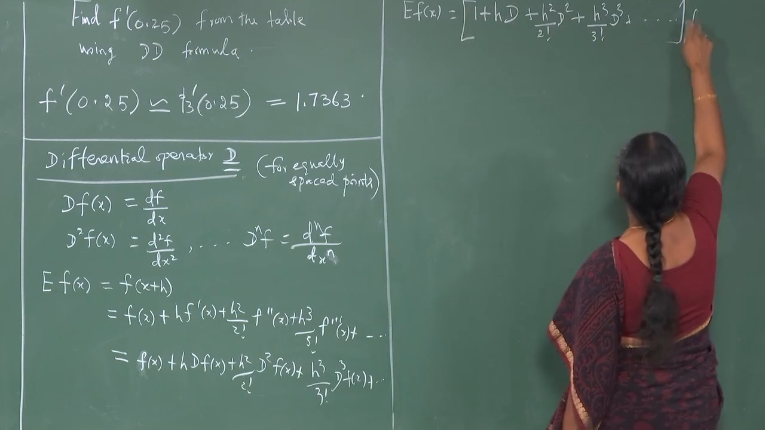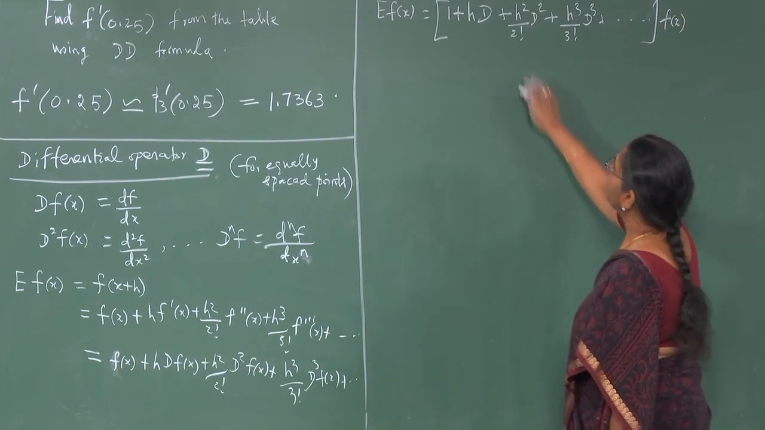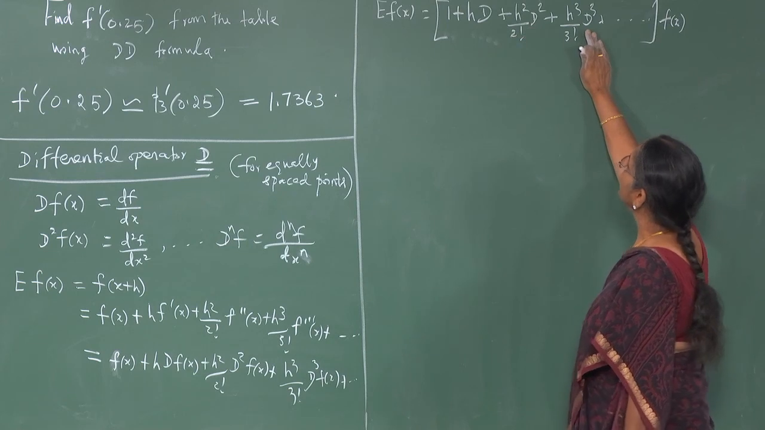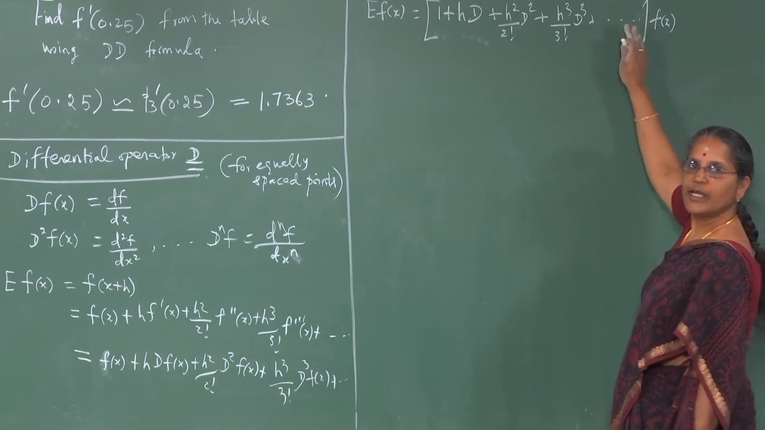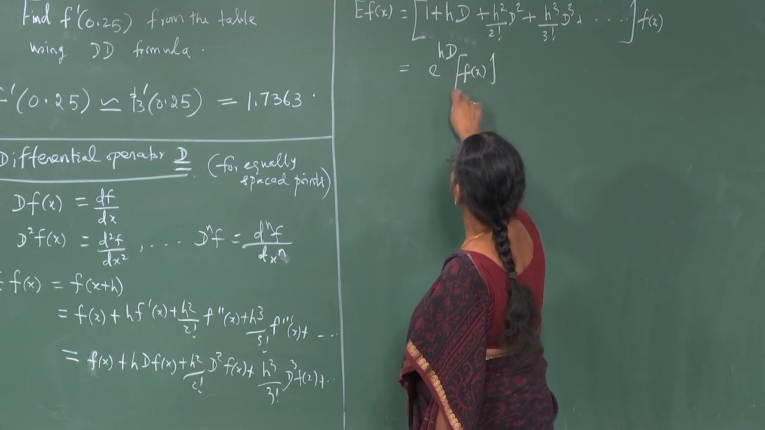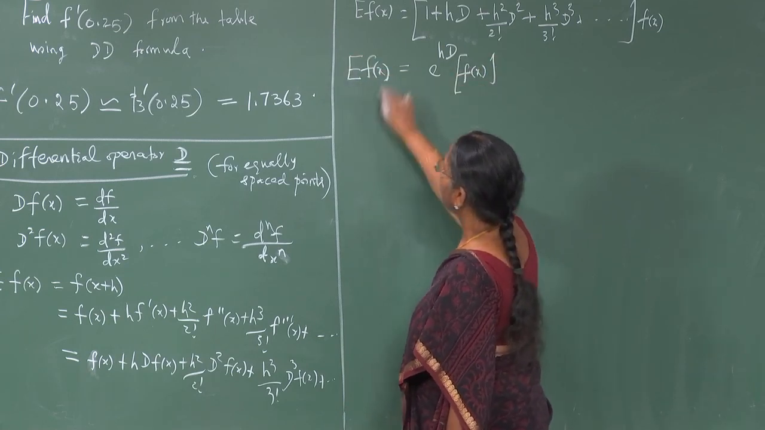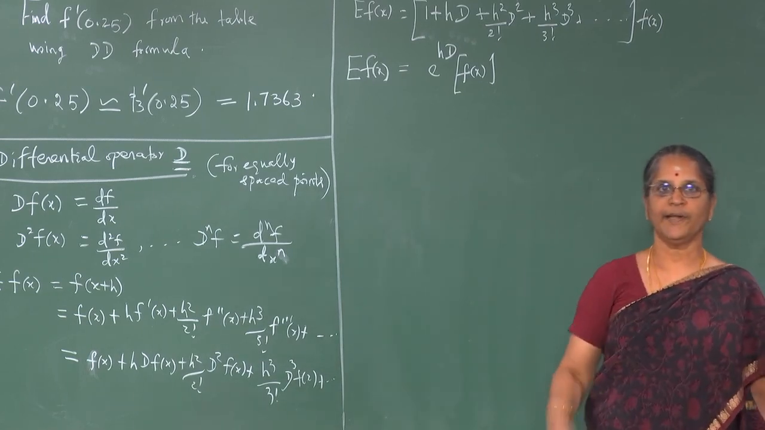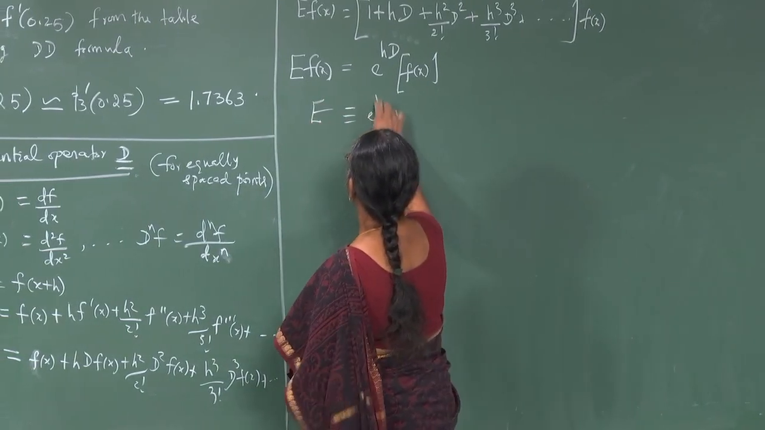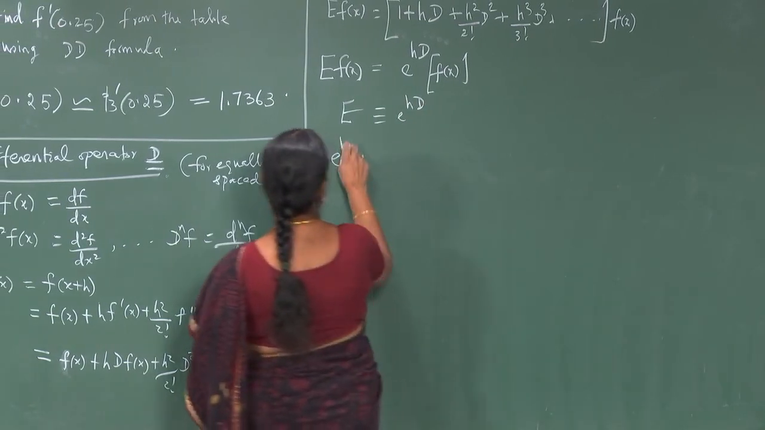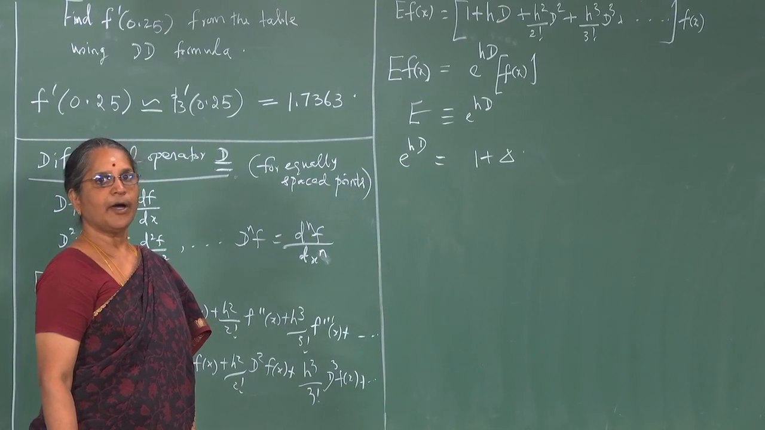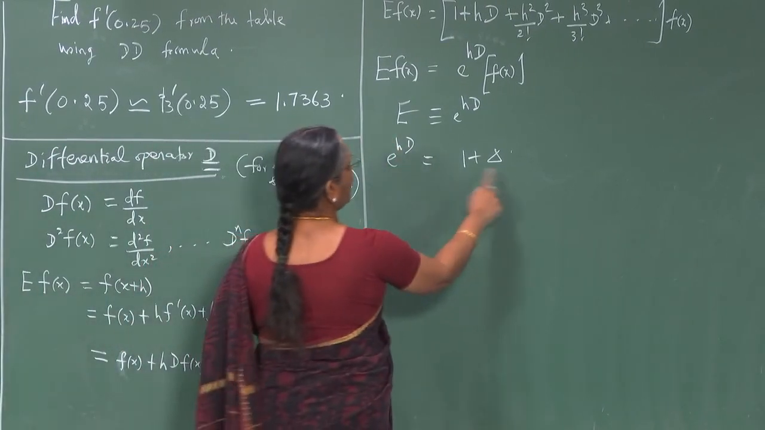This operator is operating on f of x. But we see that it is of the form 1 plus hd plus hd the whole square by factorial 2 plus hd the whole cube by factorial 3 and so on, operating on f of x. So, it is e to the power of hd on f of x. So, E when it operates on f of x plays the same role as the operator e power hd when it operates on f of x. So, E is e to the power of hd. What is E? We have already shown in terms of the forward difference operator delta that E is 1 plus delta.